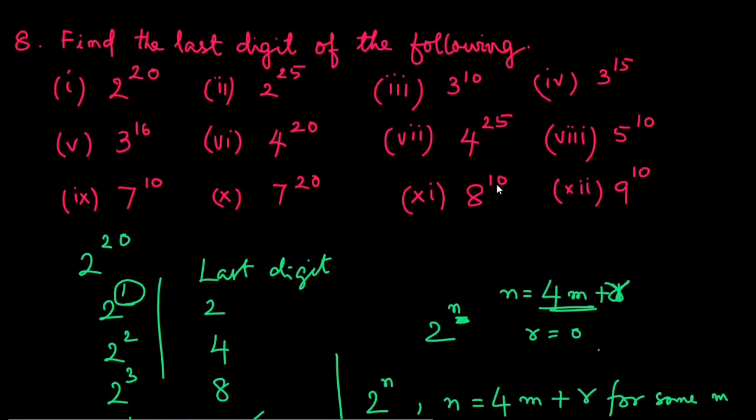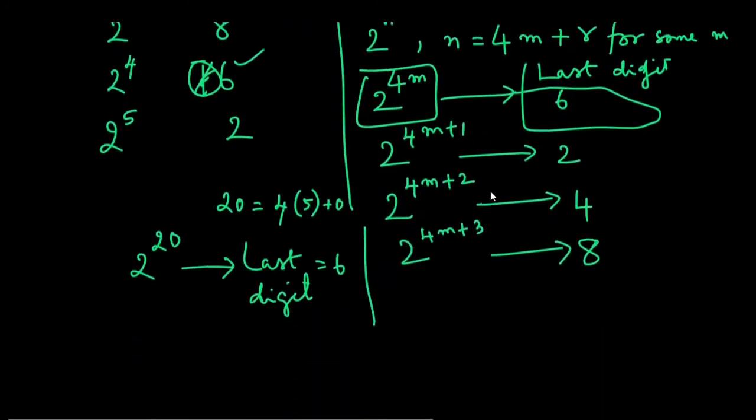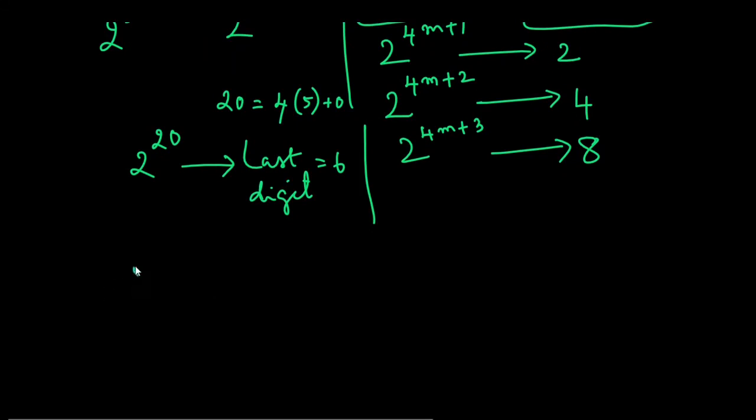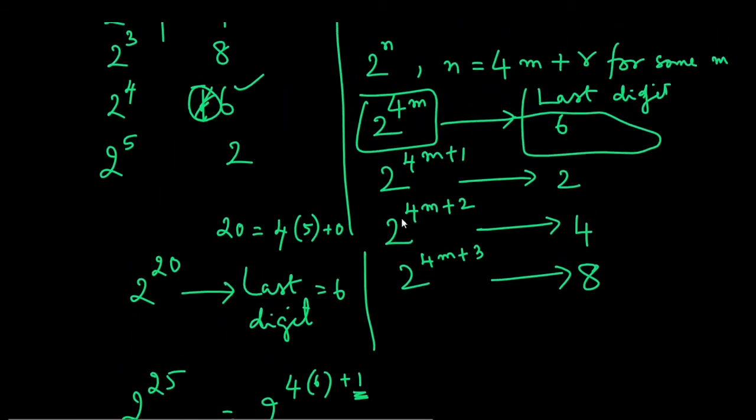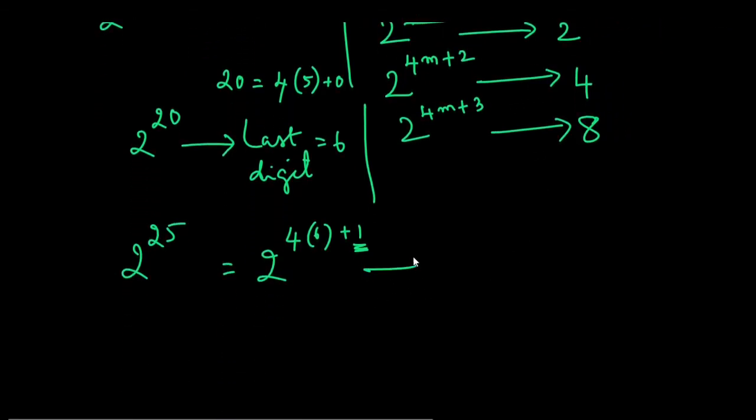Now let us look at another problem. 2 power 25. This can be written as 4 into 6, 24, plus 1. So we are able to write it in this way, 2 power 4m plus 1. For this, the last digit is 2. So the last digit is 2.